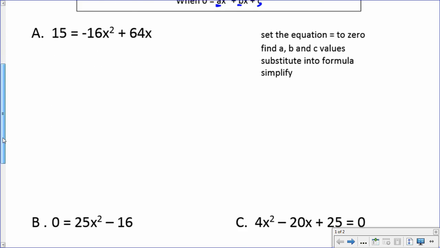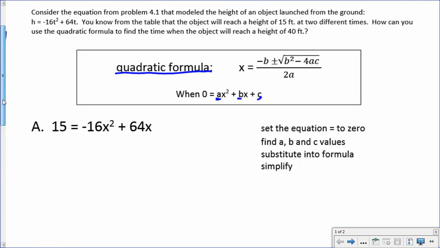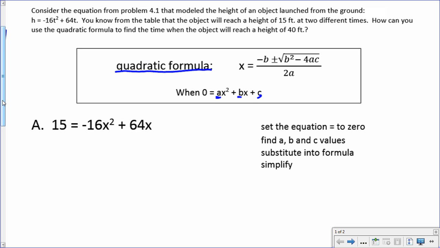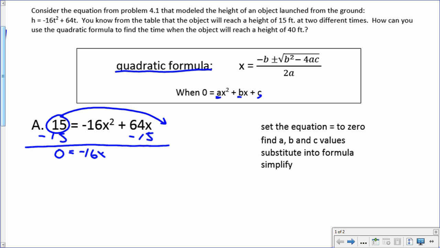So here's the first of a few examples we're going to work on today. We have to set it up as ax squared plus bx plus c, which means we have to take this 15 and move it over to here. How can I move that 15 over? Subtract 15 from both sides. And when I do that, I get negative 16x squared plus 64x minus 15.